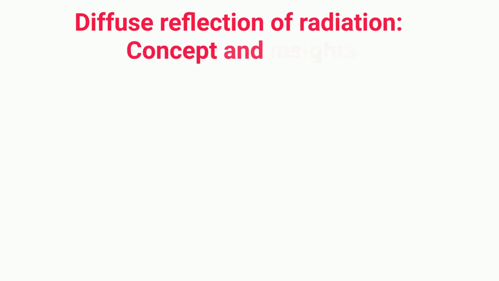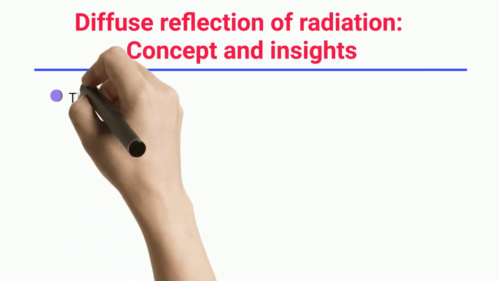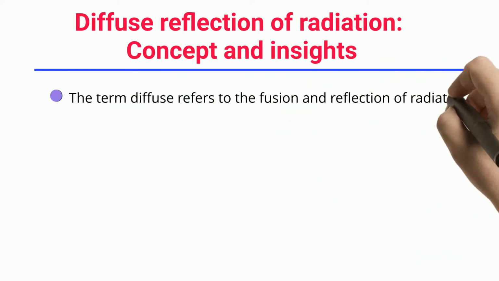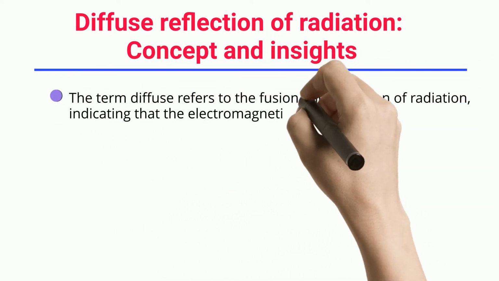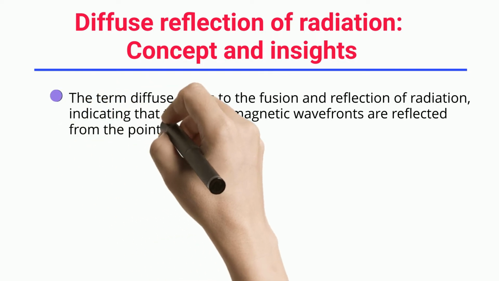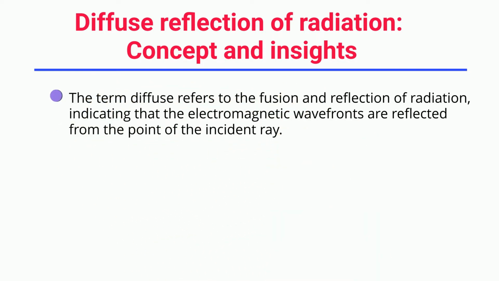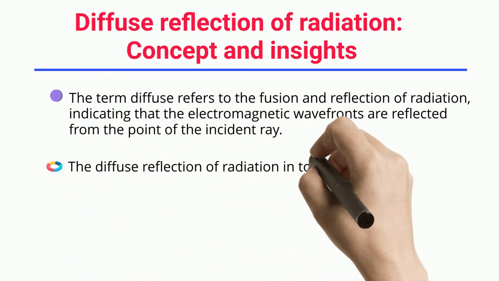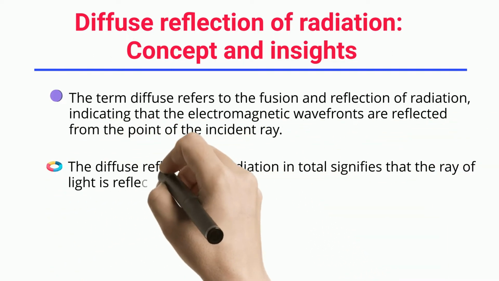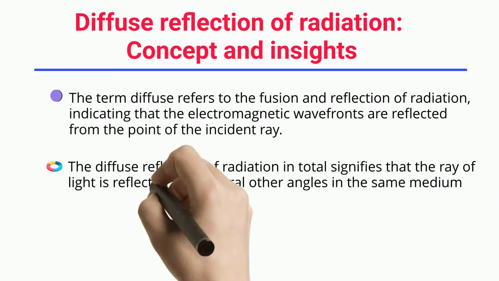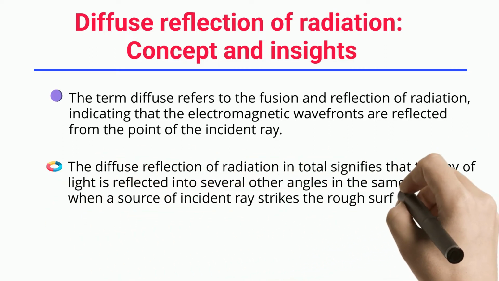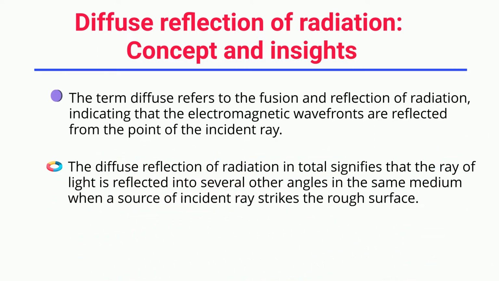Diffuse reflection of radiation, concept and insights. The term diffuse refers to the diffusion and reflection of radiation, indicating that the electromagnetic wavefronts are reflected from the point of the incident ray. The diffuse reflection of radiation in total signifies that the ray of light is reflected into several other angles in the same medium when a source of incident ray strikes the rough surface.